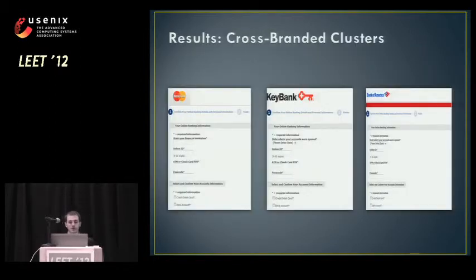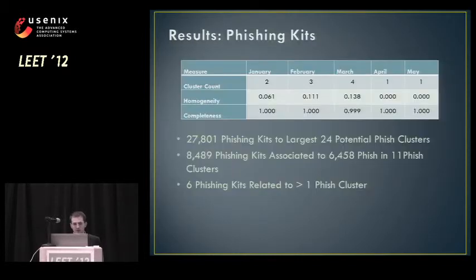This is a sample of 3 of the members of the largest multi-brand cluster that we had, and there were actually 3 labels in there. I'm sure you can guess from seeing the logos up there that the 3 labels were MasterCard, KeyBank, and Bank of America. So if you take a look just on the surface at these 3 different fish targeting different organizations, you can see they're essentially the same. The only difference is some slight differences in some of the wording on the main HTML page and the logos at the top. So let's break in and start looking at the phishing kits.